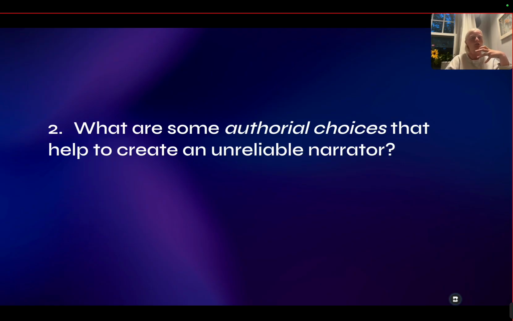Remember, authorial choices are any choices the author makes in their writing to achieve a certain effect. So stylistically, formally, word choice, structure, anything like that. What are some authorial choices Edgar Allan Poe makes to help create this unreliable narrator here? A narrator that we can't trust to relay events factually. Go ahead, pause the video, take a couple minutes, and see if you can come up with some authorial choices.